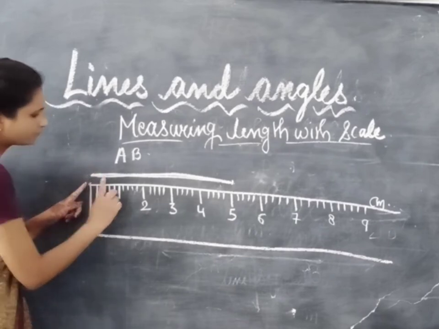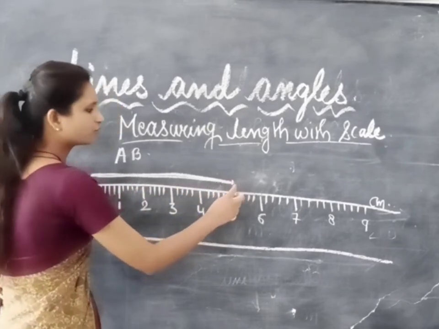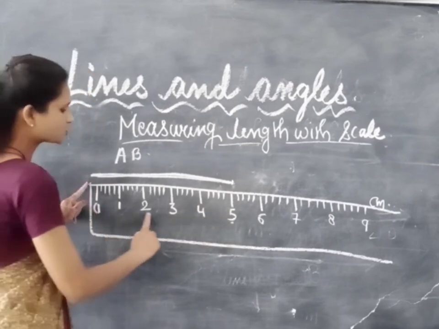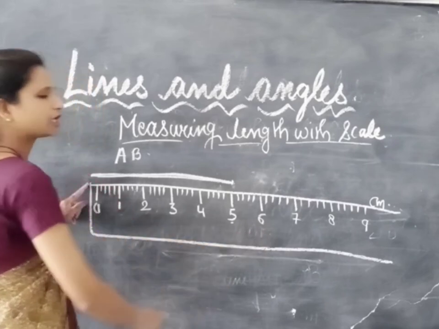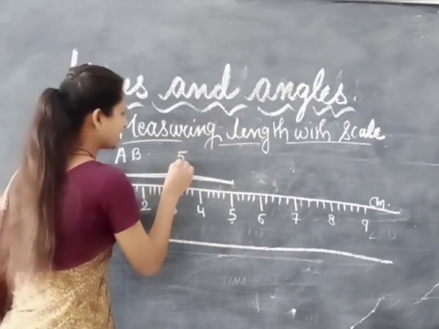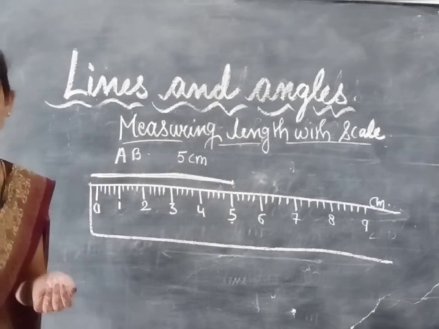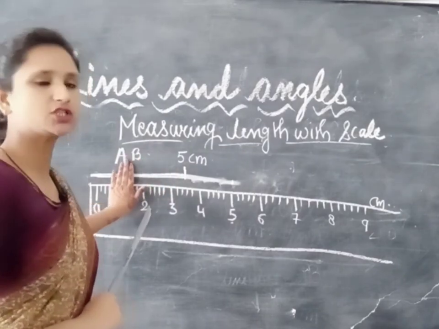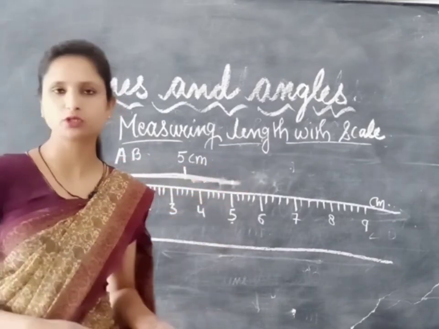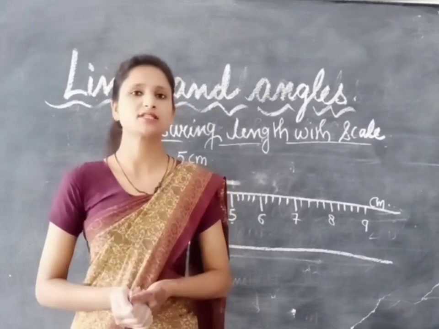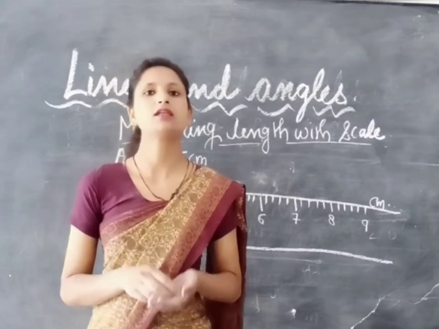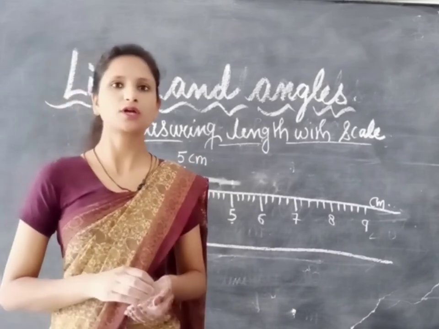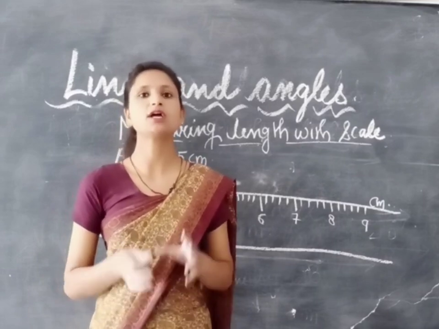Now you have to look at the point at which this line is ending, and it is ending at 5. Each number is in centimeters on your ruler scale. So you can say AB is 5 centimeters. This is how you have to measure the length of any line segment or any line with the help of a ruler scale. So I hope children you must have understood about point, line, line segments, parallel lines, intersecting lines, and perpendicular lines. In our next video we will be learning about angles in detail.